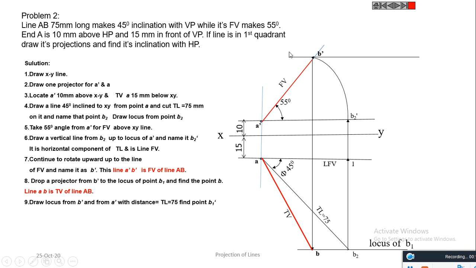The front view also can be drawn by drawing the locus of B dash and marking the true length A B2, here 75 millimeter. We get B1 dash. Measure the angle theta, which is the required angle of inclination with the HP. The angle made by the line A dash B1 dash is the angle of inclination with HP.